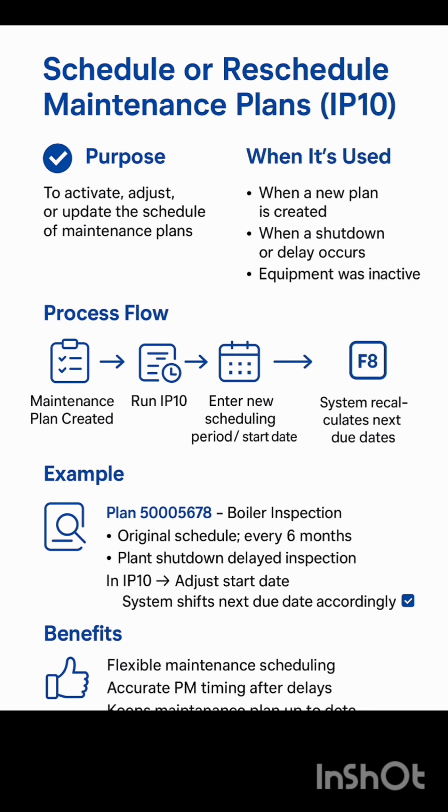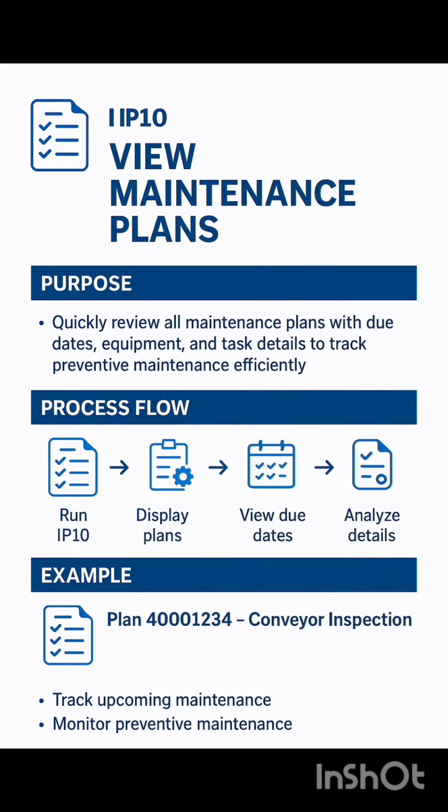For example, you have a plan 50005678 that is for boiler inspection. Original schedule was 6 months. Then plant schedule delayed inspection in IP10. You will adjust the start date. For benefits, you have flexible maintenance scheduling and accurate PM timing after delays can be achieved using this purpose of IP10 transaction. Another use of IP10 is view maintenance plans.